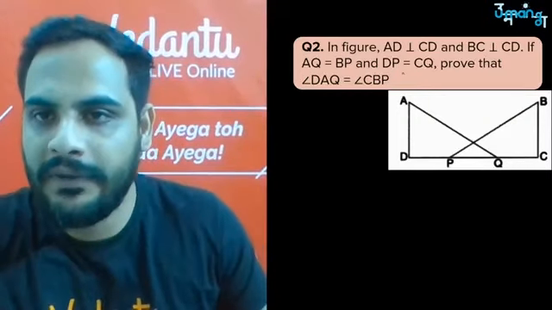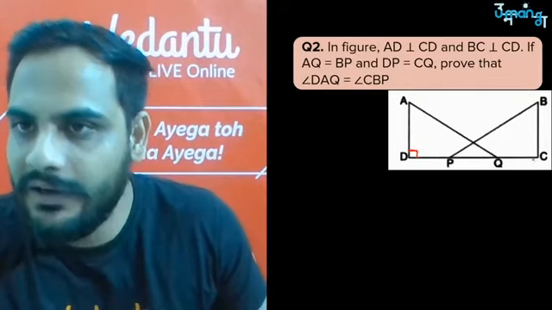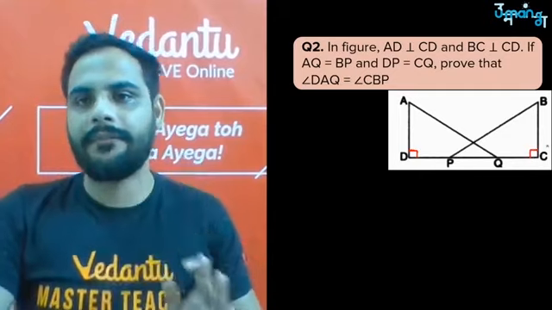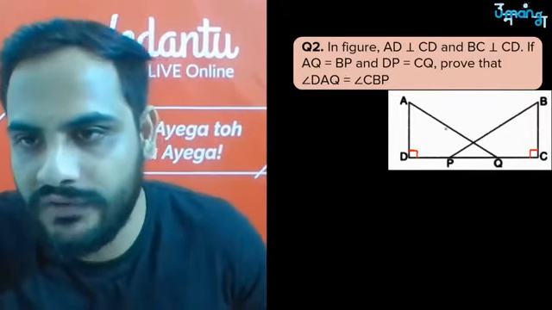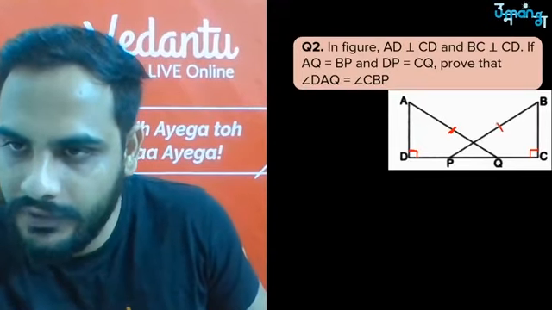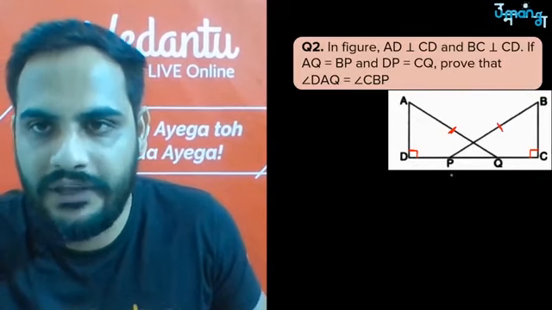We know that AD is perpendicular to CD, so this angle is 90 degrees. Similarly, BC is perpendicular to CD, so this angle is also 90 degrees. Right? Also, we know this side AQ is equal to BP. And we know DP is equal to CQ.